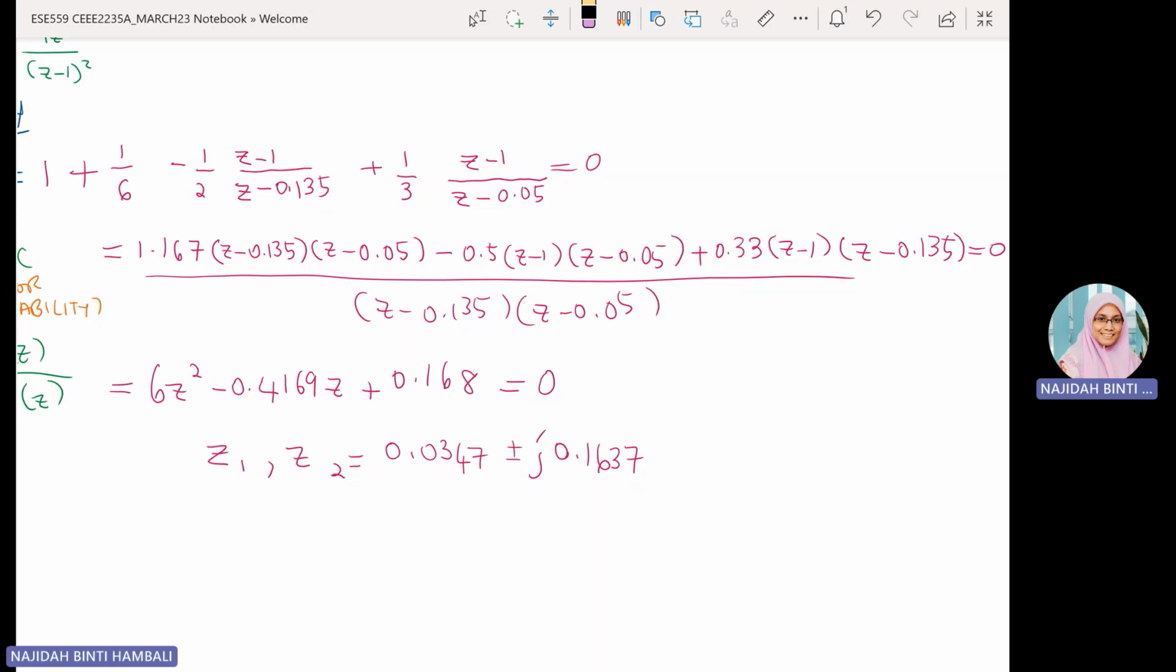Ni ataupun dia jawapan akhir dia tak semestinya dalam bentuk 6. Bagi 6 pun boleh juga. Depends pada macam mana you simplify. Okay.